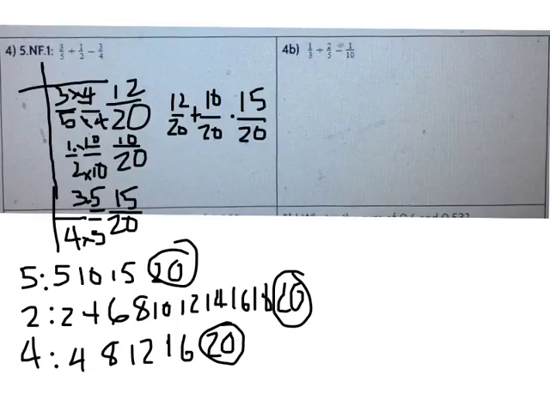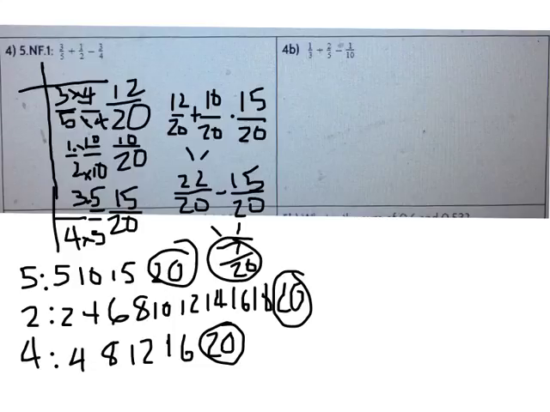What's 12 twentieths plus 10 twentieths? That's 22 twentieths minus 15 twentieths. What's 22 twentieths minus 15 twentieths? It's 7 twentieths. The correct answer is 7 over 20.